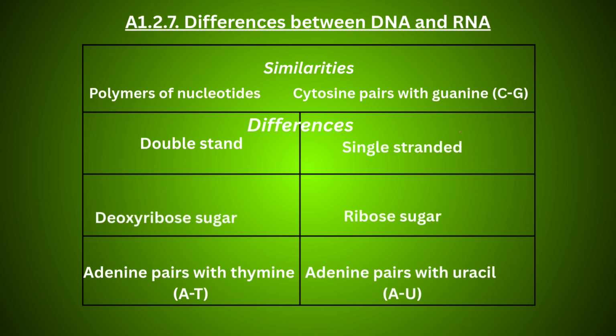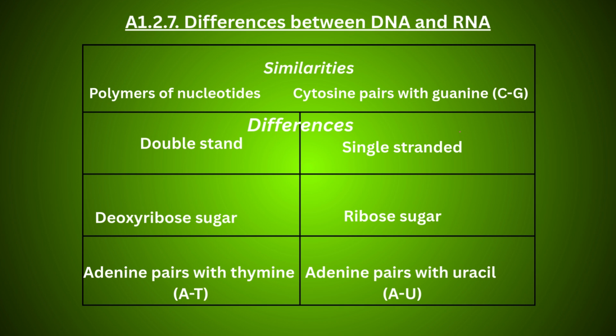Comparing DNA and RNA highlights both similarities and differences. Both are long polymers of nucleotides and share the same basic structure: a sugar, a phosphate group, and a nitrogenous base. However, DNA is double-stranded with deoxyribose sugar, while RNA is single-stranded with ribose sugar.